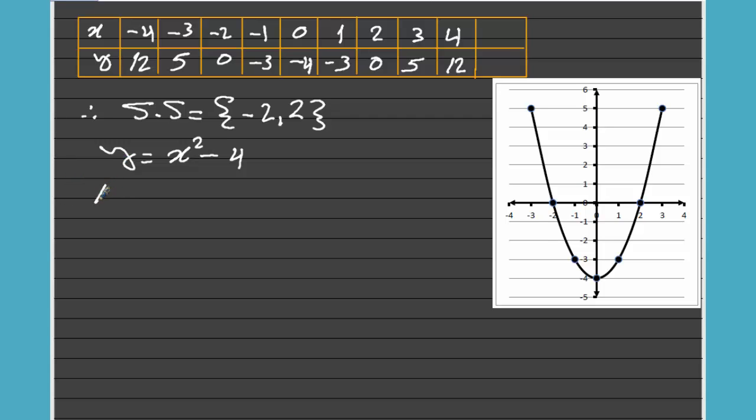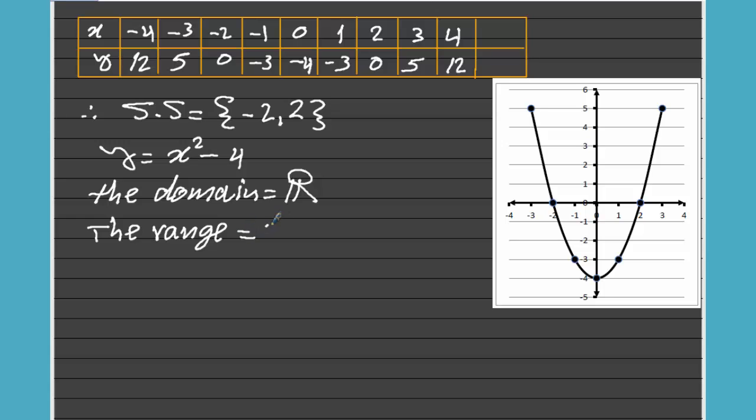Its domain equals R, the set of real numbers, because it is a polynomial. And also the range equals R, the set of real numbers, because it is a polynomial.